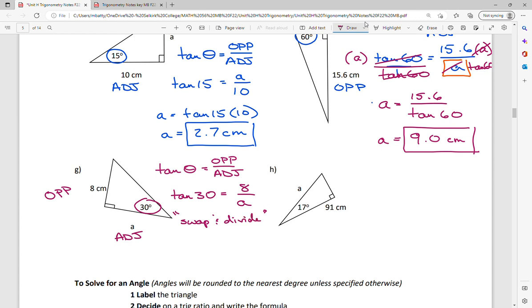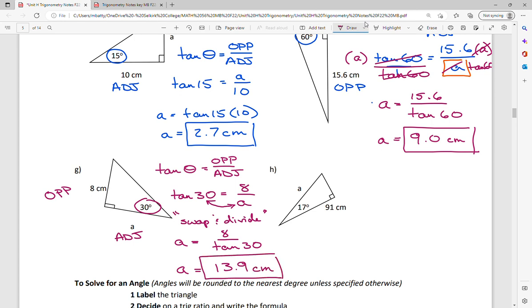So what I'm saying is I swap the tan 30 and the A. So A would equal 8 divided by tan 30. Putting down what you put into your calculator, I think is a useful step for us. So on my calculator, I get that A is equal to 13.9 centimeters.